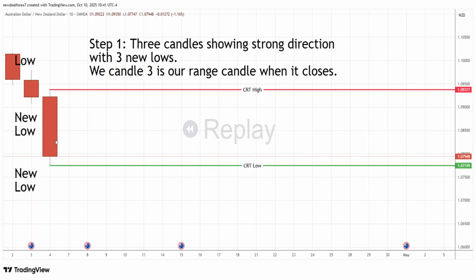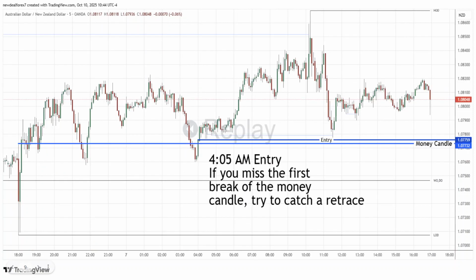What's next? We need to see that price dip below this range low and then create a money candle at the low of the subsequent day. So this is the 5-minute chart. Now, it did chop around quite a bit. Your best entry would have been right here at about 405.